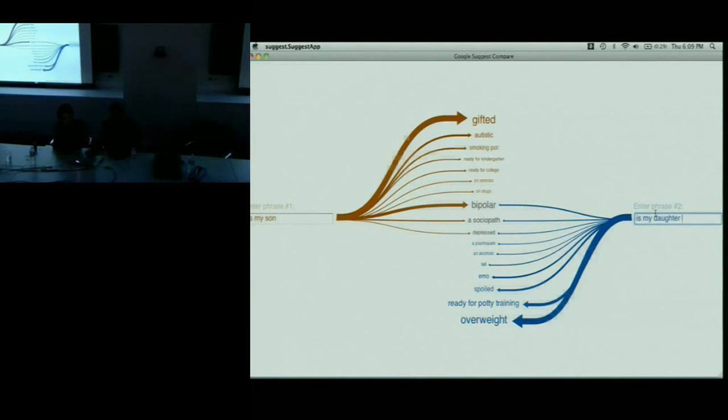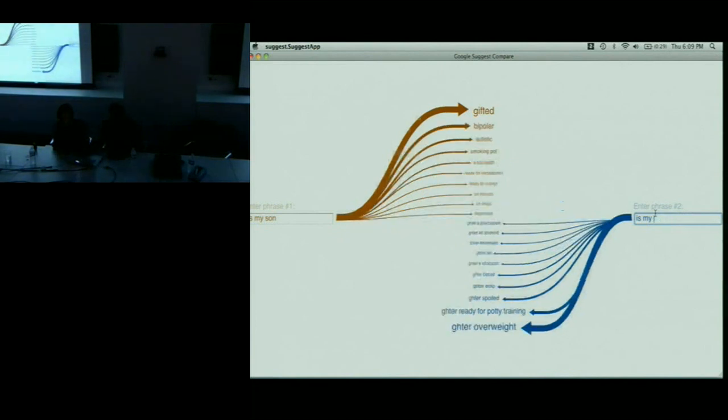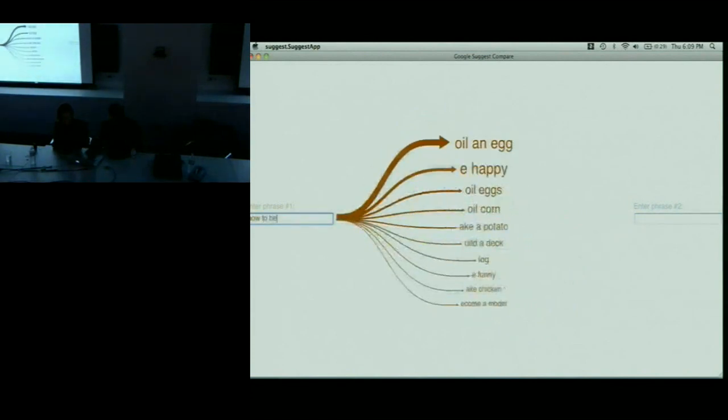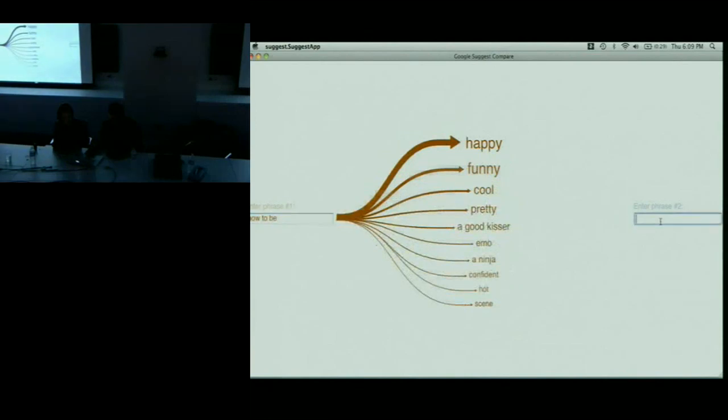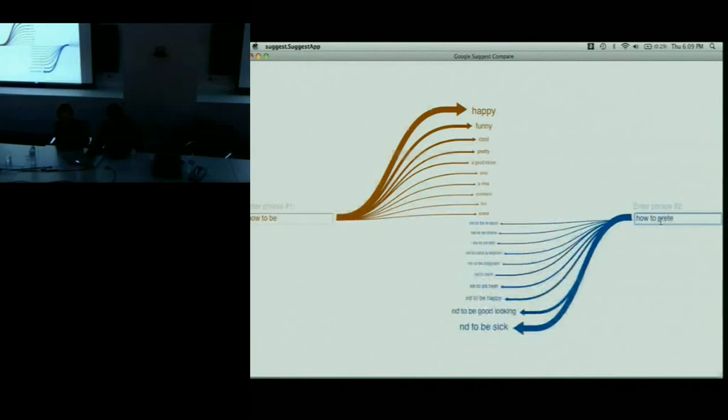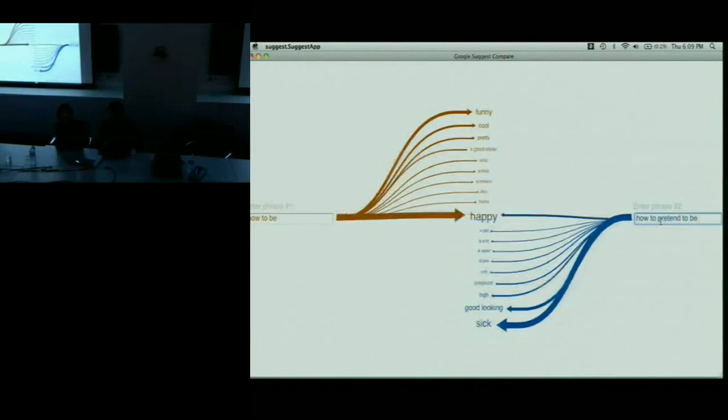You can also ask more meta questions. Let's take a look at "how to be," and we can see the things that people want to be, maybe what you'd expect, except ninja, emo, I don't know. But then, just to get a little bit philosophical, let's look at "how to pretend to be." And interestingly, the intersection there is happiness. How to pretend to be pregnant? Makes you wonder. Yeah, absolutely.